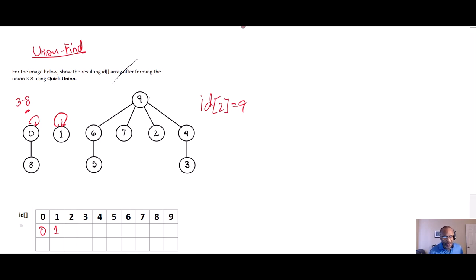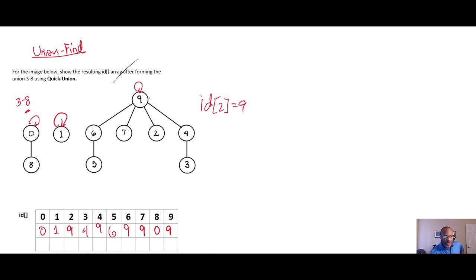So the ID of two is nine. The ID of three, his parent is four. So let's put a four in there. The ID of four is nine. The ID of five is six. The ID of six is nine. Seven is nine. Eight is zero. And nine is at the top. So the ID of nine is that. So that is the before.